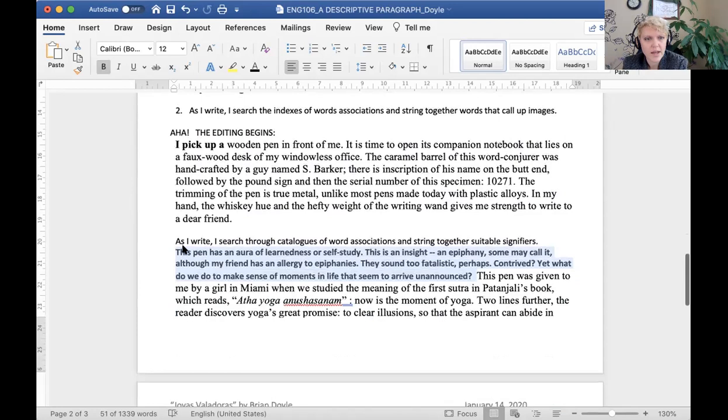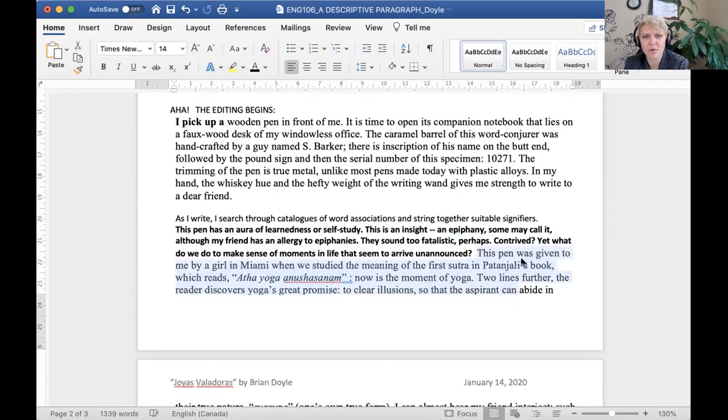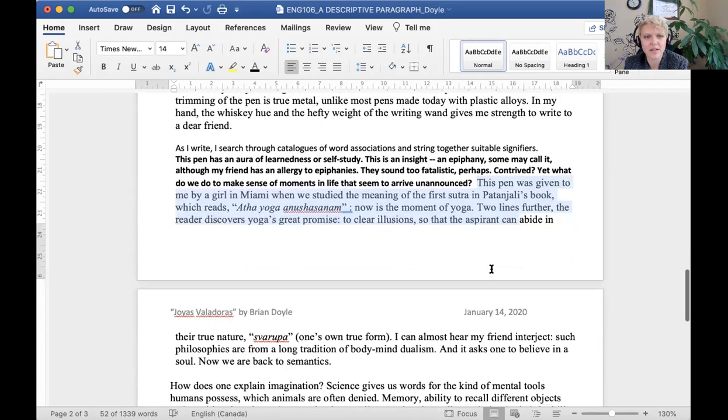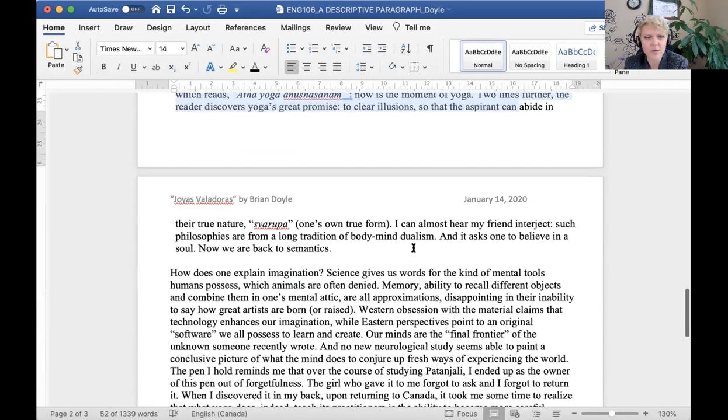So as I write, I search through catalogs of word associations and string together suitable signifiers. This pen has an aura of learnedness or self-study. This is an insight, an epiphany, some may call it, although my friend has an allergy to epiphanies. They sound too fatalistic, perhaps, contrived. Yet what do we do to make sense of moments in life that seem to arrive unannounced? And then this is the part I already had about the pen, and where it comes from.